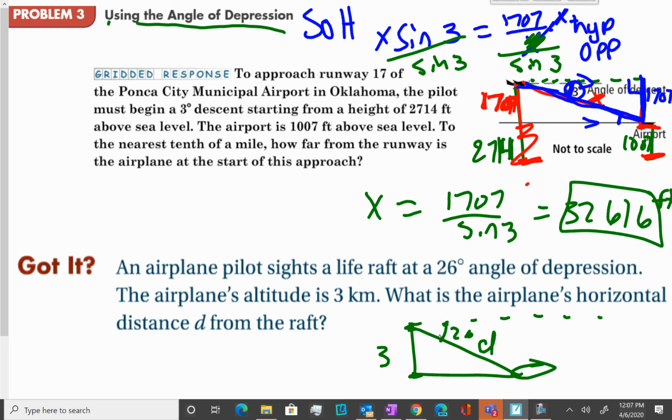Okay, so you know this angle. Well, if this is 90 and this is 26, what's this interior angle in here, or what is this angle down here? Once you find one of those, you can go ahead and set up your trig function and then solve for d. Okay, so go ahead and try it.